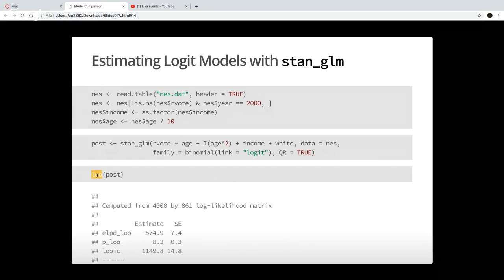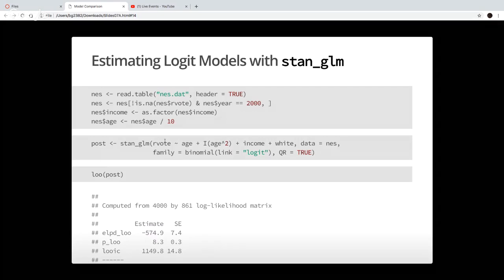And then I call the LOO function, which does this leave-one-out cross-validation business. And I get the expected log predictive density from leave-one-out cross-validation, negative 575. Now that number has no meaning in absolute terms. It's only relevant when you compare it to another model, and we can say this one has a bigger expected log predictive density than some other model.